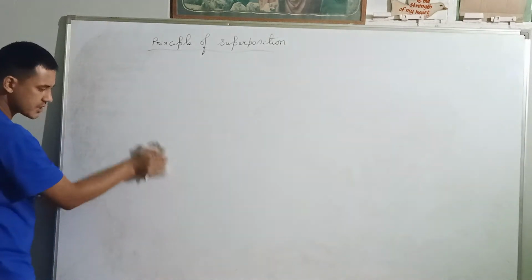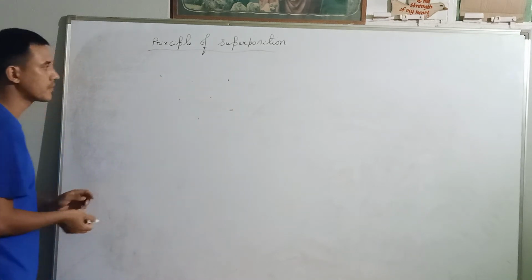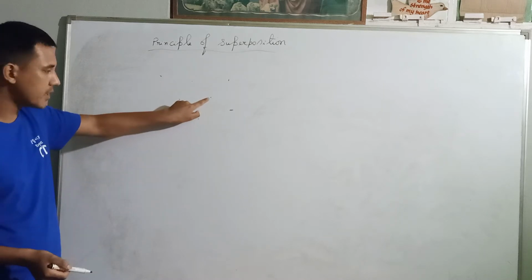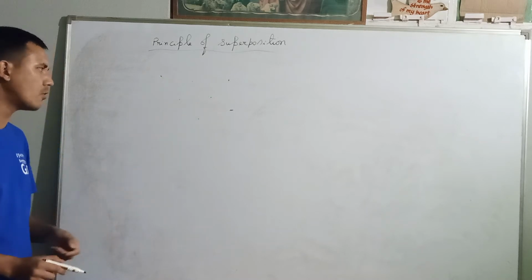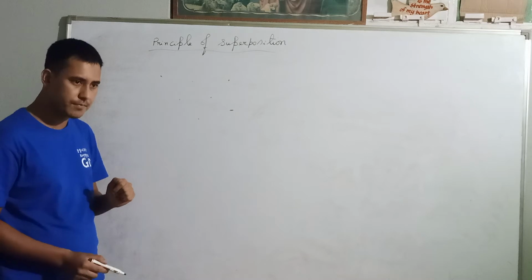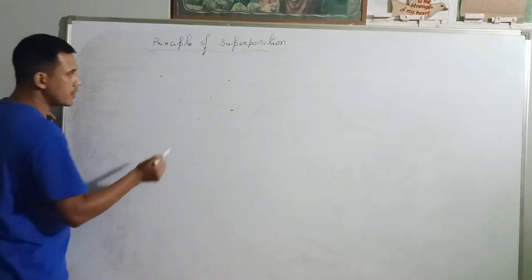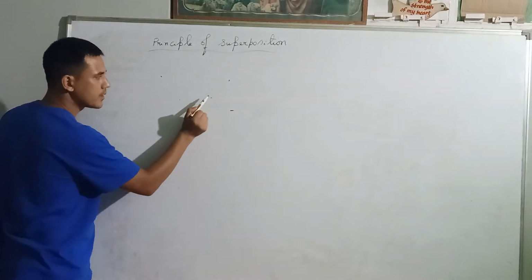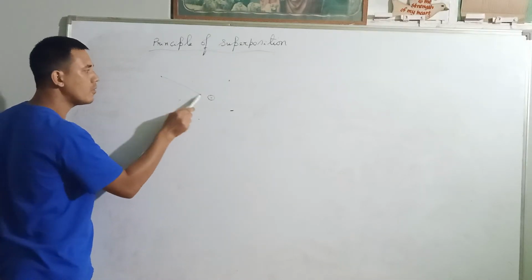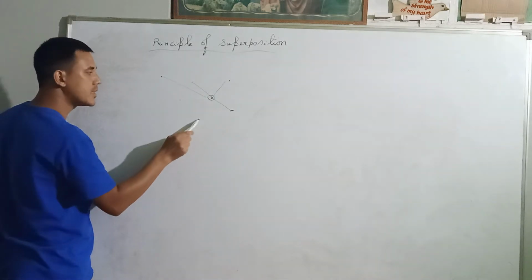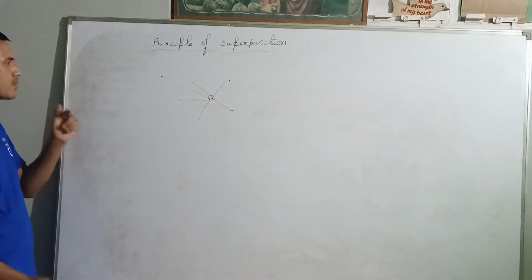The principle of superposition says that when a number of charges are interacting, the total force on a given charge will be the vector sum. If you consider it only in magnitude, then you can say algebraic sum, but if we consider the direction, then you have to take the vector sum of all the individual forces exerted on this charge by all the remaining charges. That's the principle of superposition.